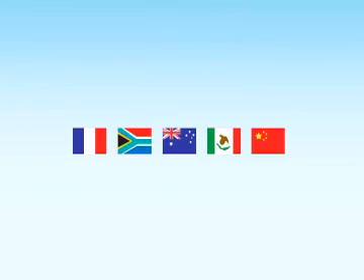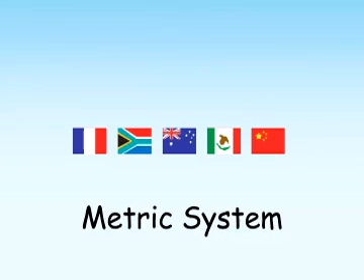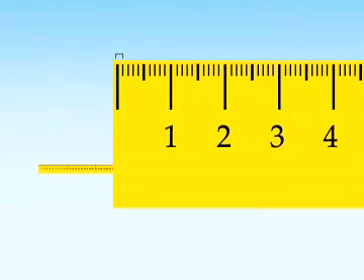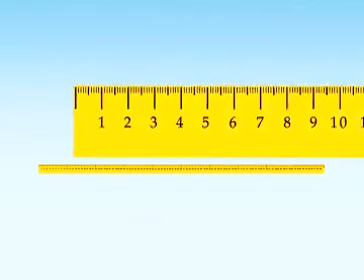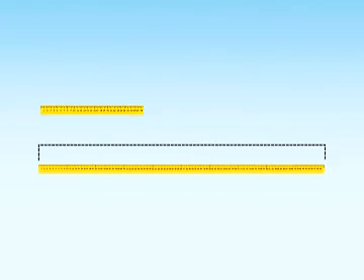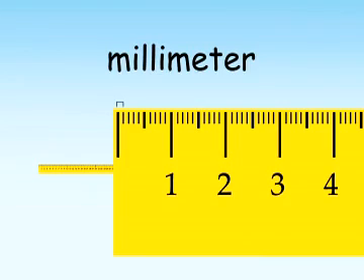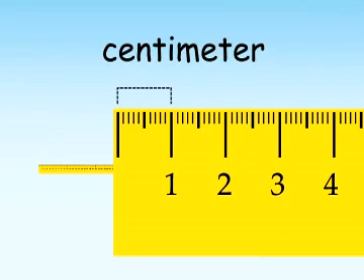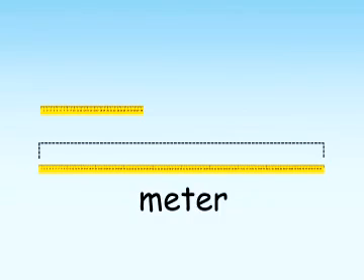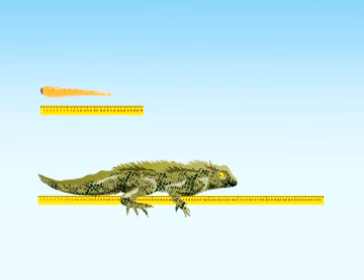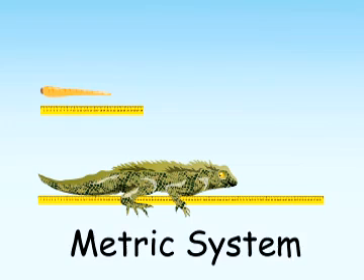Other countries have different units. Many countries use the metric system. The metric system uses millimeters, centimeters, and meters. A millimeter is a unit. A centimeter is a unit. A meter is a unit. We can measure with the metric system.